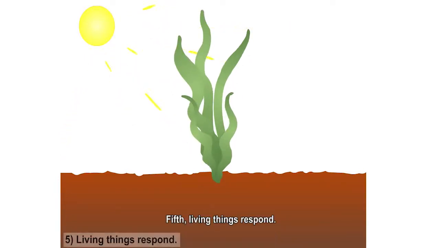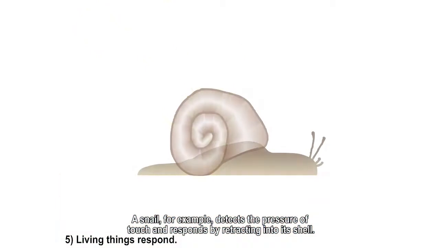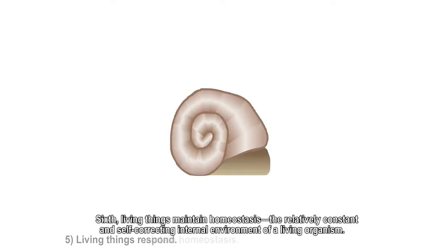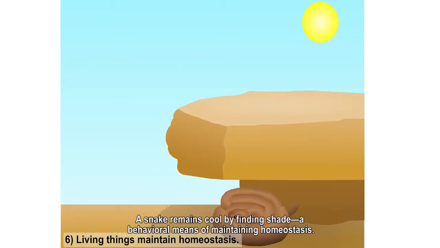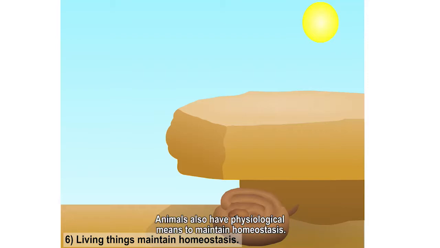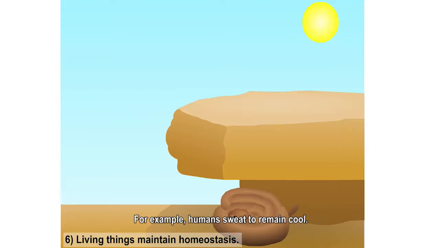Fifth, living things respond. A snail, for example, detects the pressure of touch and responds by retracting into its shell. Sixth, living things maintain homeostasis, the relatively constant and self-correcting internal environment of a living organism. A snake remains cool by finding shade, a behavioral means of maintaining homeostasis. Animals also have physiological means to maintain homeostasis. For example, humans sweat to remain cool.